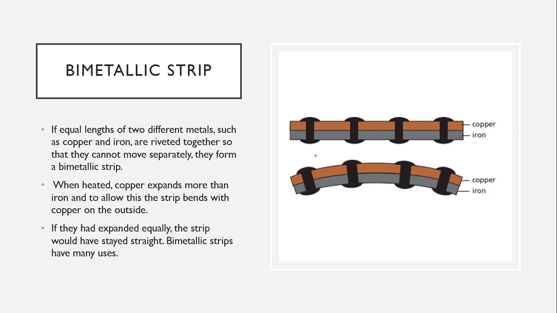In this case, copper expands more than iron, and to allow the strip to experience that, the copper curves more than iron, and that causes the strip to bend like that. We can really make use of this property of bending at certain temperatures in different applications. One of the biggest examples is that of fire alarms. Fire alarms work on bimetallic strips, and we are going to look into that.